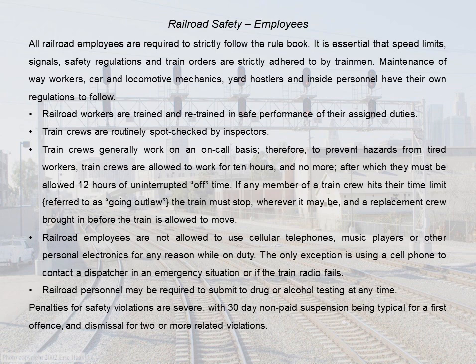Railroad employees are not allowed to use cellular telephones, music players, or other personal electronics for any reason while on duty. The only exception is using a cell phone to contact a dispatcher in an emergency situation or if the train radio fails. Railroad personnel may be required to submit to drug or alcohol testing at any time. Penalties for safety violations are severe, with 30-day non-paid suspension being typical for a first offense and dismissal for 2 or more related violations.